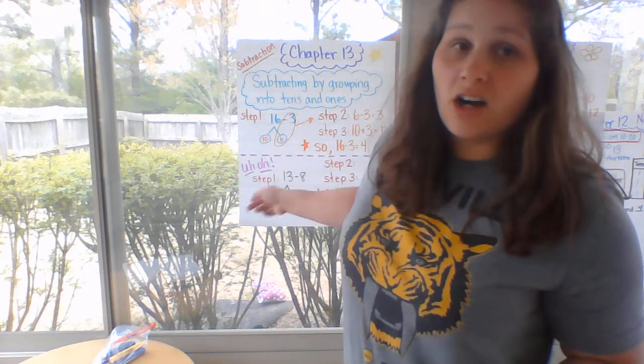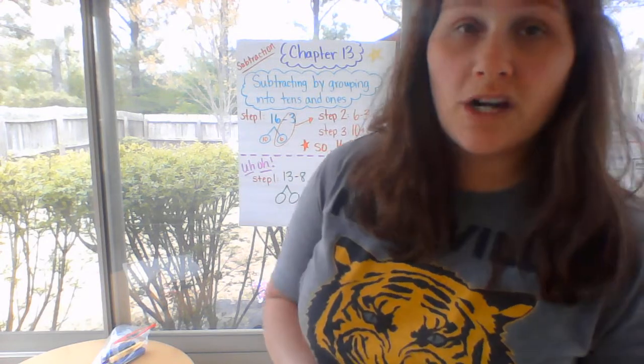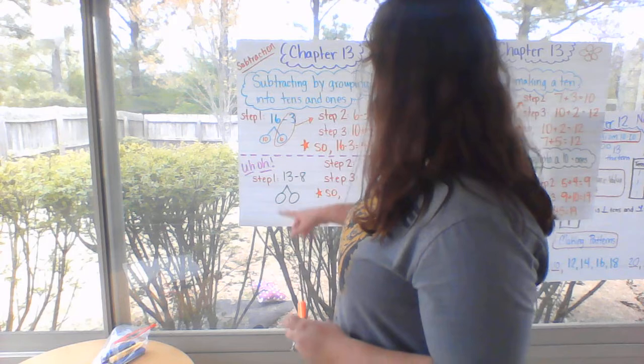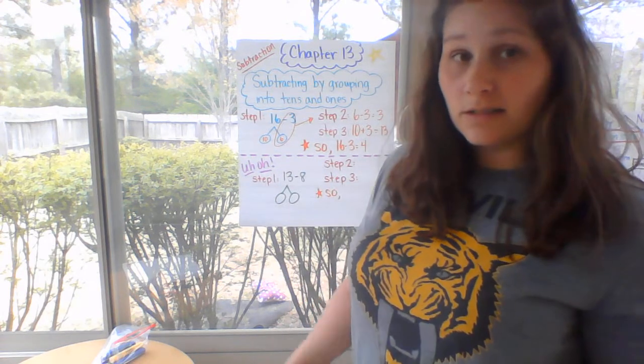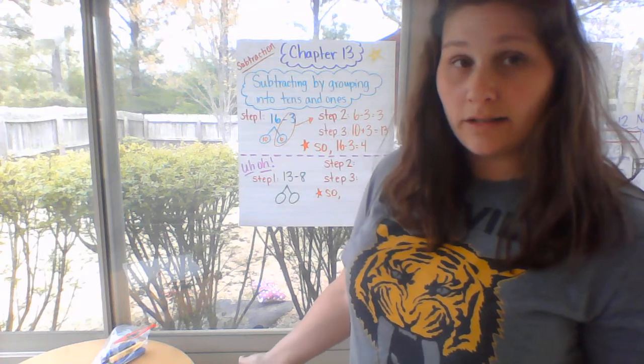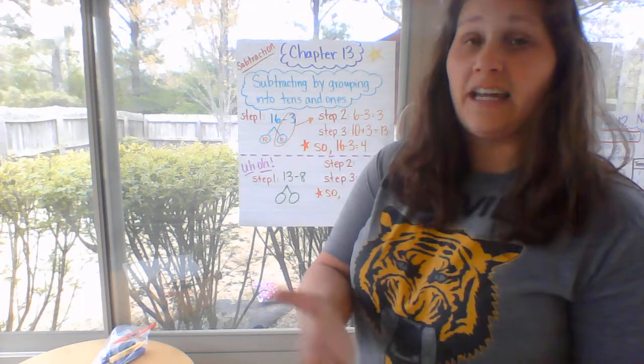So let's look at the hard one. This is the subtraction where you can't subtract the ones because then you're going to end up in negatives. So let's look and see what you do. So I'm going to break apart 13 into tens and ones. What's 13 in tens and ones? 10 and 3.